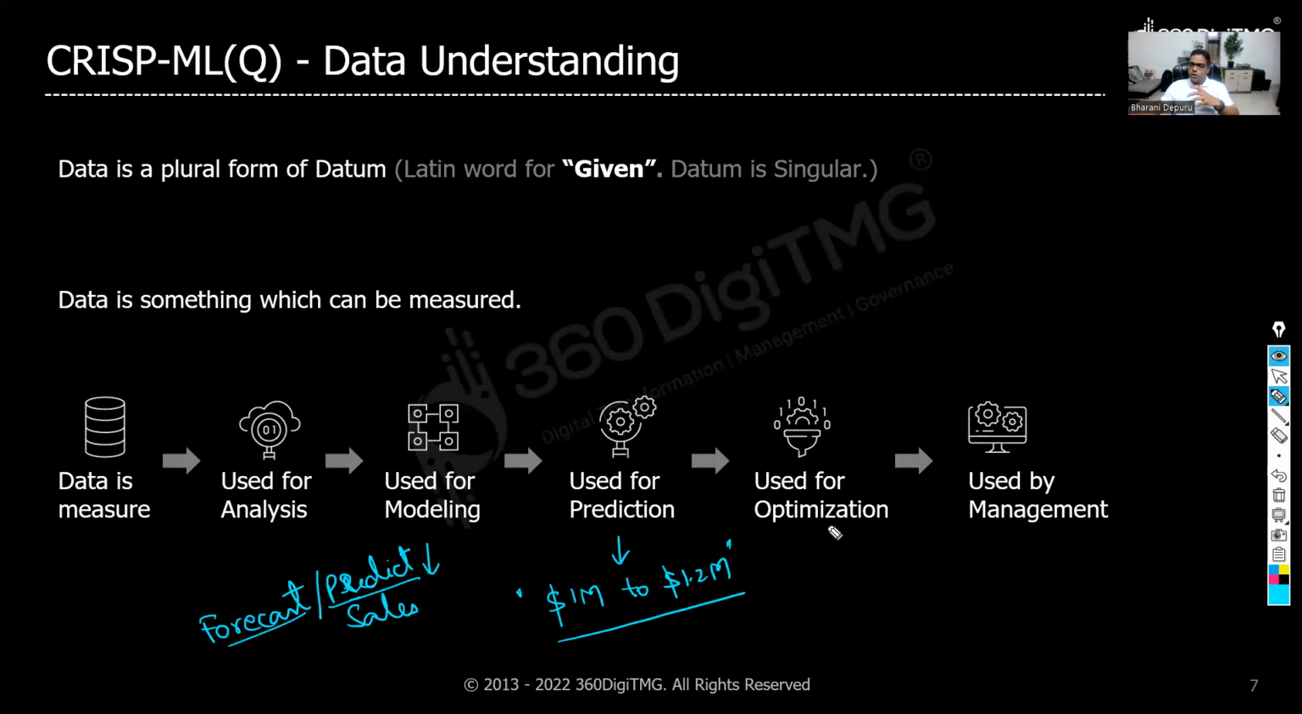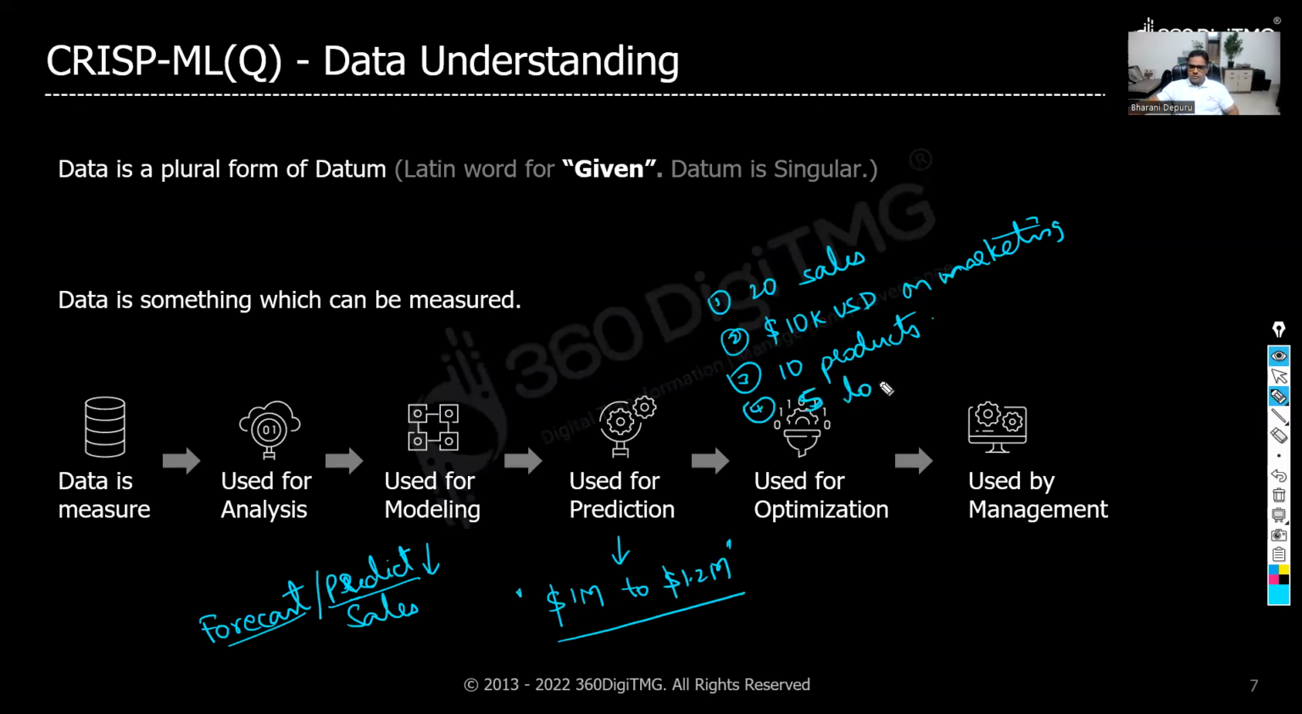But then you want to look at various possibilities. For instance, maybe you have 20 sales resources. Maybe you are spending on a daily basis $10,000 on marketing. Maybe you have 10 different products that you're trying to sell. And probably you're selling these in five different locations, five different countries, or five different cities in a country, etc. So you want to look at all the permutations and combinations of all of these.